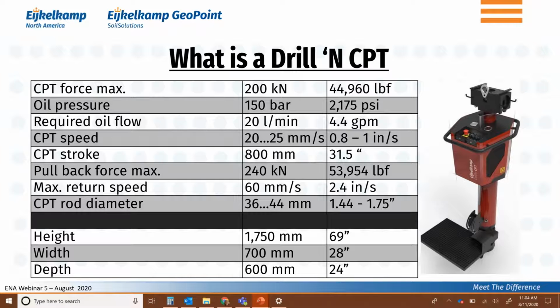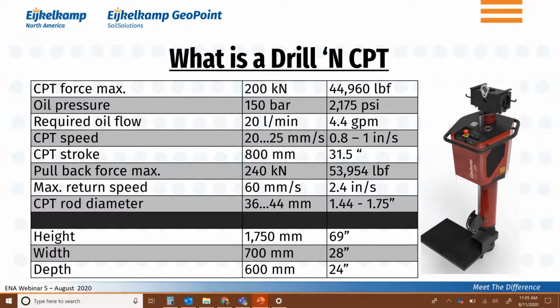And welcome, everybody. As Troy said, basically what you get is a 20-ton pusher that you see here on the right-hand side. And you obviously need to connect it to the hydraulic system. And what we show in here is in both SI units as well as in inch-pound units, what kind of oil pressure and oil flow you need. And 2,000 or 2175 psi in maximum pressure and a required oil flow of about 4.5 gallons per minute is nothing special for a drill rig. And that means that your hydraulic system that you have on your drill rig can easily operate this Drill'n CPT.